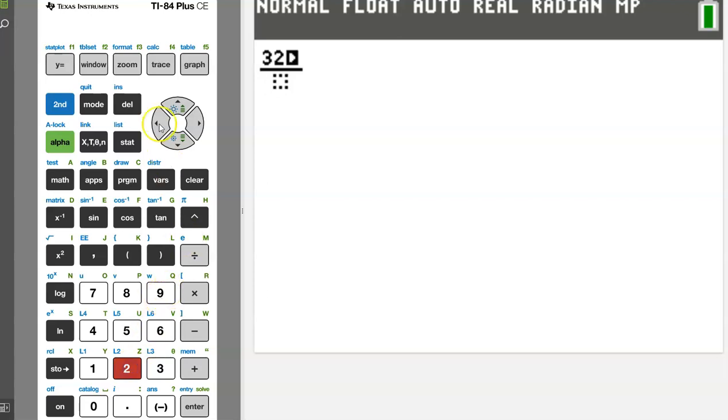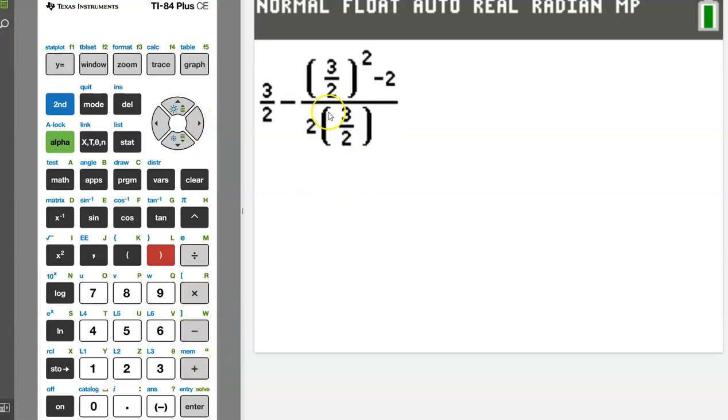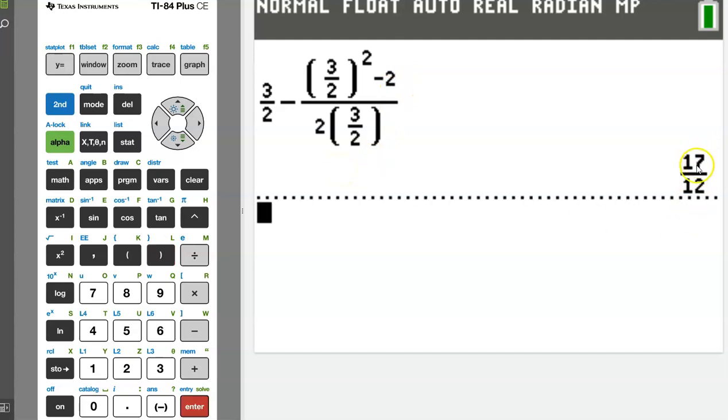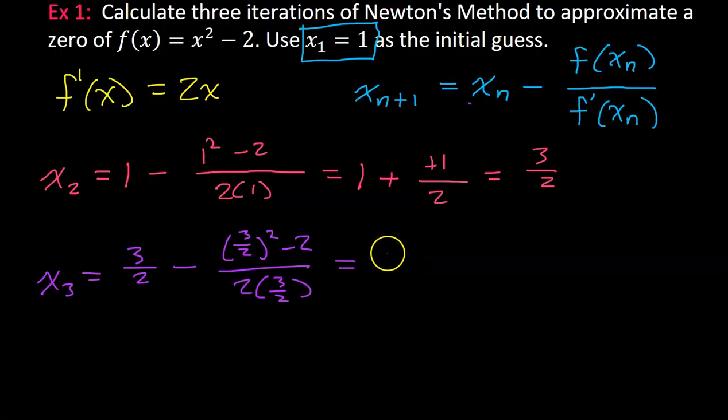So I'm going to type in this entire thing, like 3 over 2 minus the rest of it. So in the calculator, it looks like this. I'm going to go ahead and hit enter, and I'm getting 17 over 12. So that is my x3, 17 over 12.